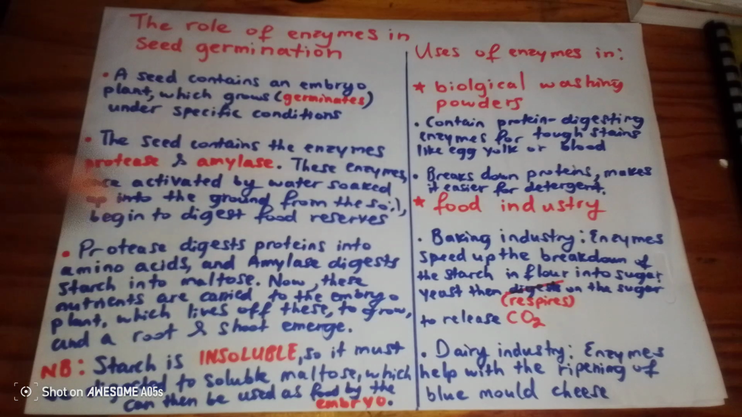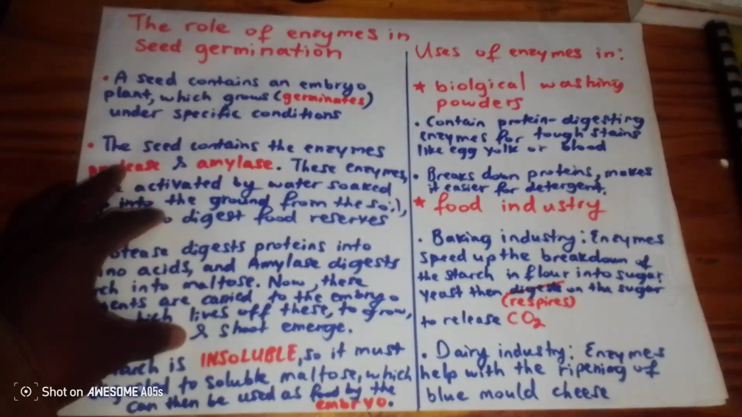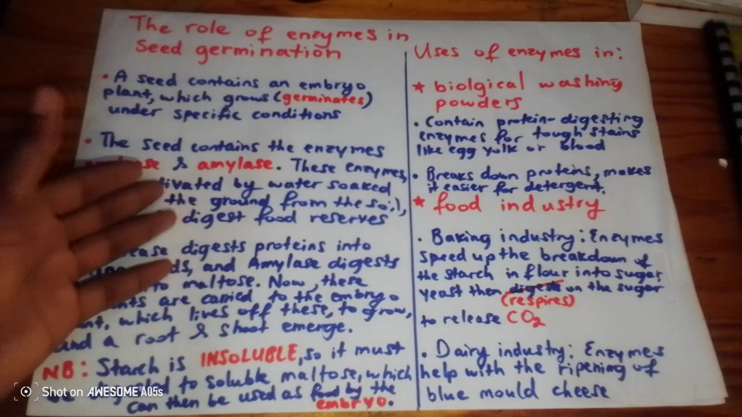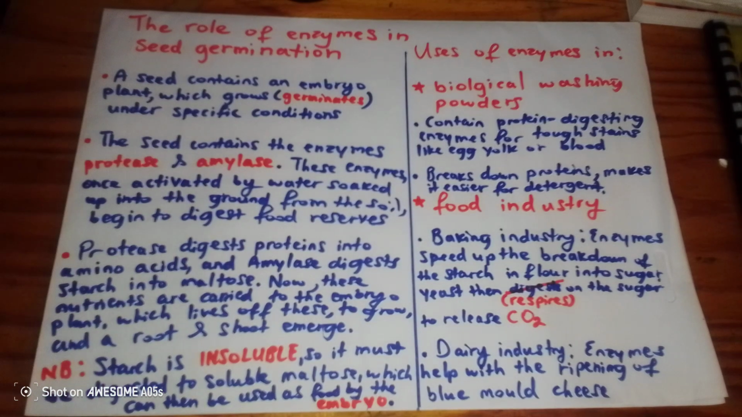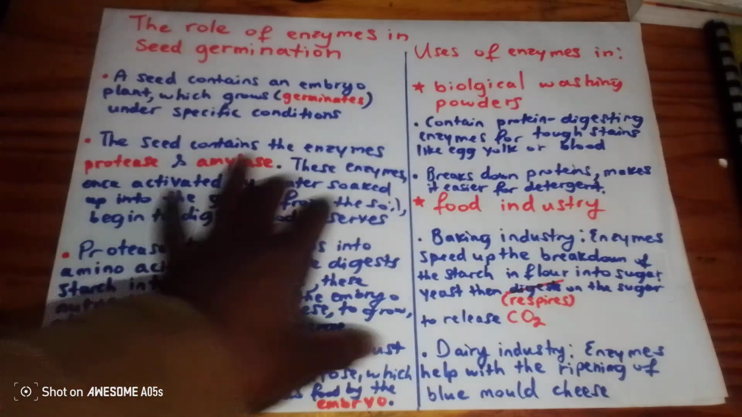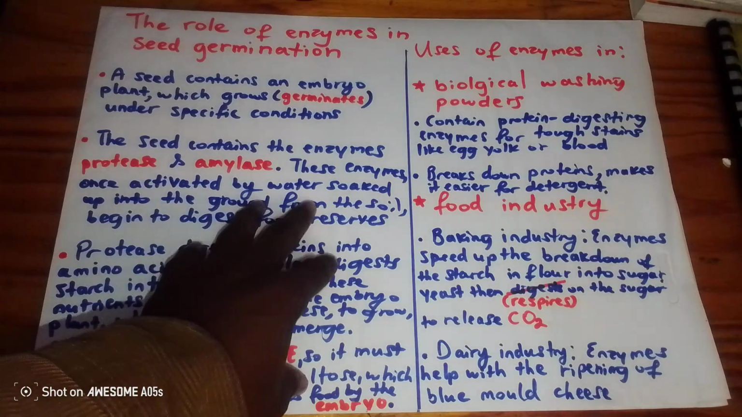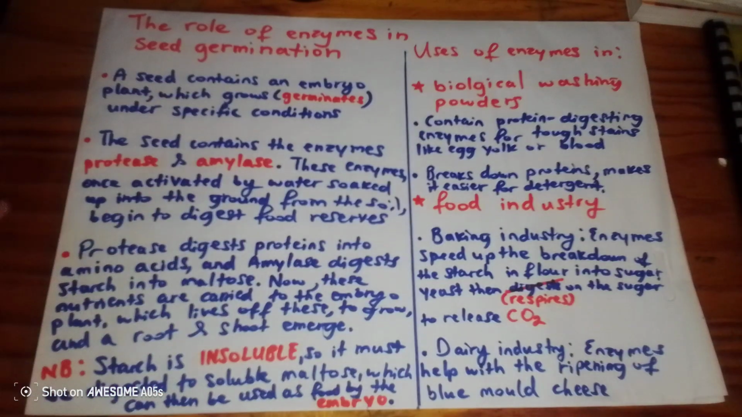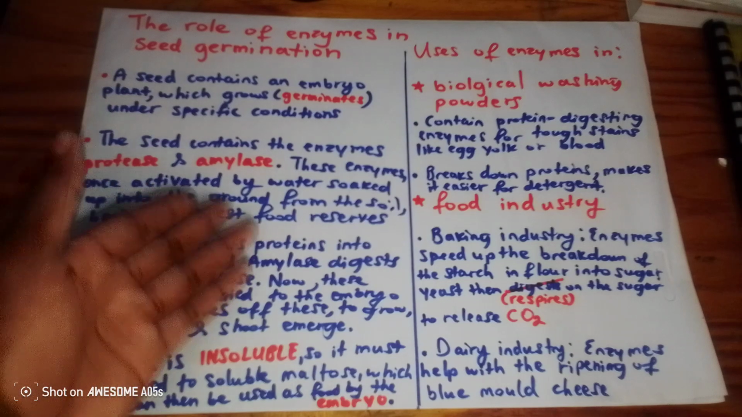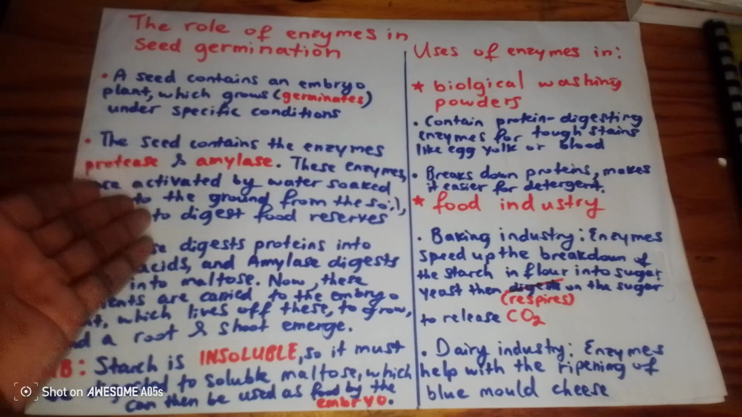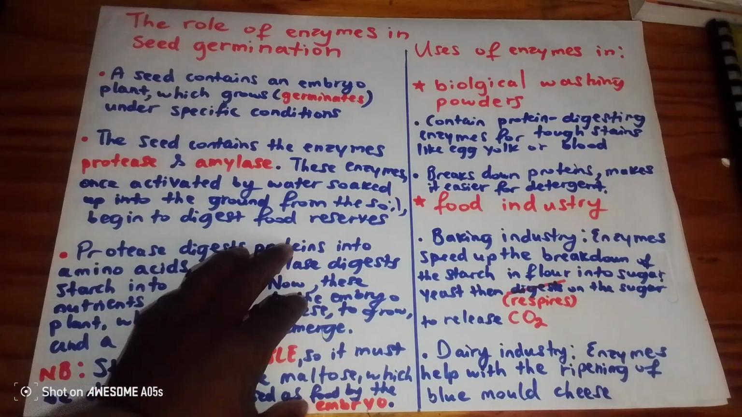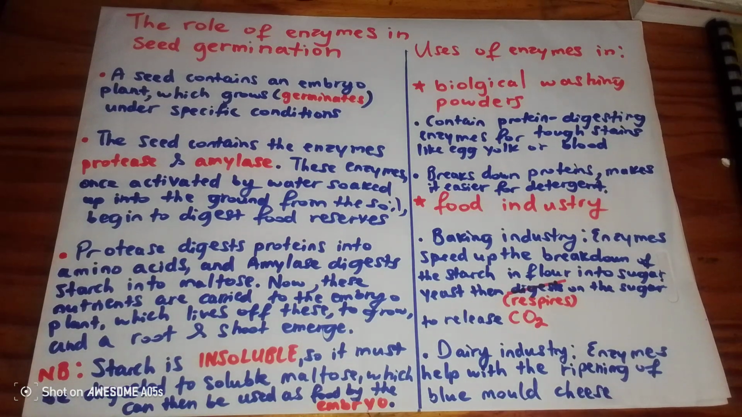But anyways, the seed contains the enzymes protease and amylase. Now, protease, of course, digests proteins, and amylase, we know this from the previous video, digests carbohydrates, namely starch, into maltose. So, these enzymes, once activated by the water, soaked up into the seed from the soil, begin to digest the food reserves. What are the food reserves? It's starch.